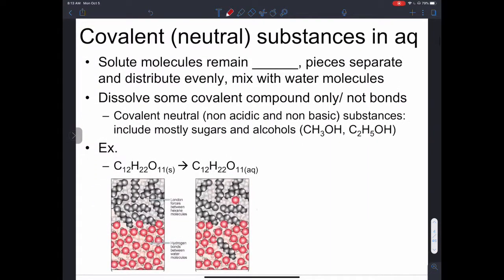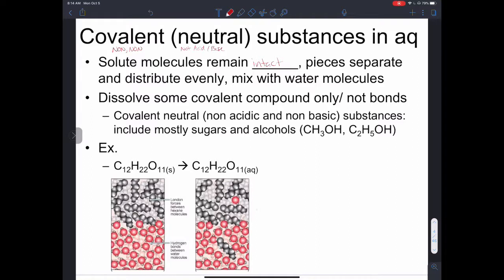Now, this is specifically, remember, for ionic substances, metal, non-metal substances that are becoming aqueous in solution. What about covalent substances? Remember, these are non-metal substances. And I'm using the word neutral here to refer to not acid nor base. So I'm using the word neutral as opposed to acids and bases. They have a special way of reacting that we'll see on our next slide. So solute molecules remain whole, intact.